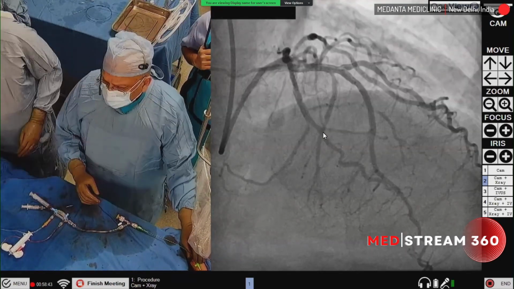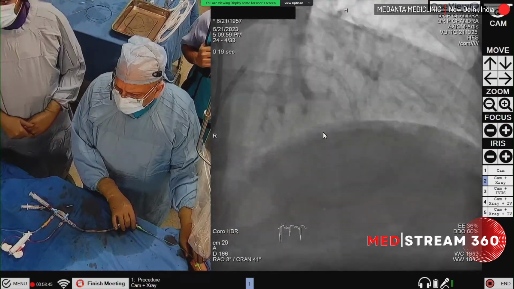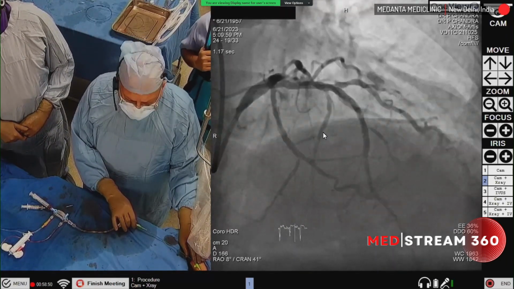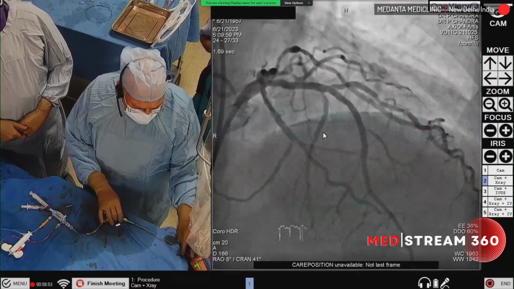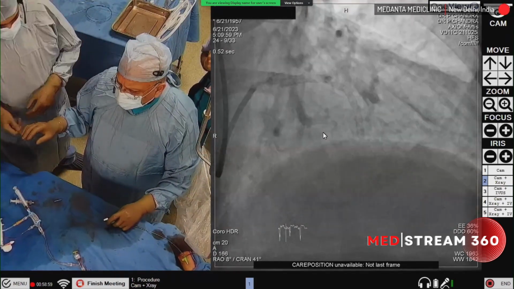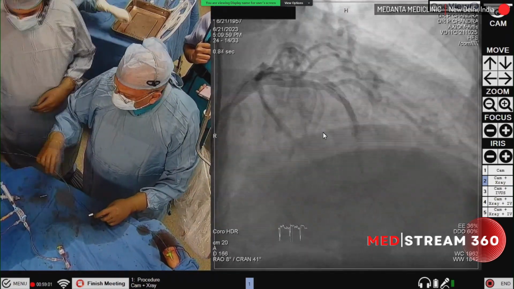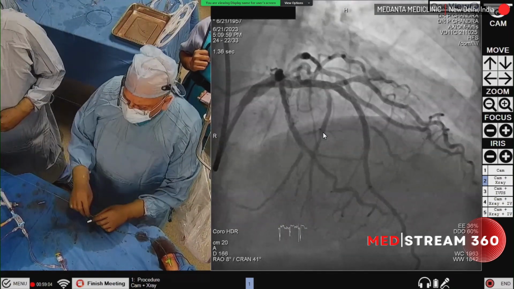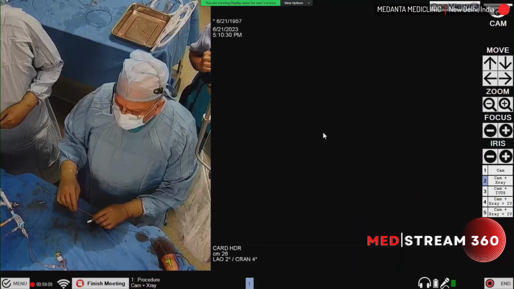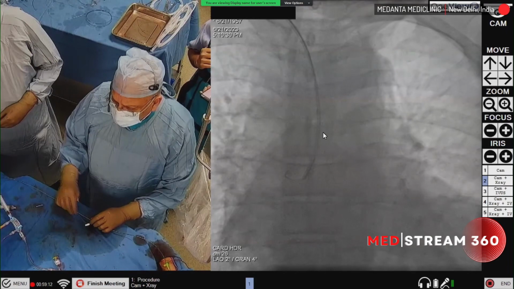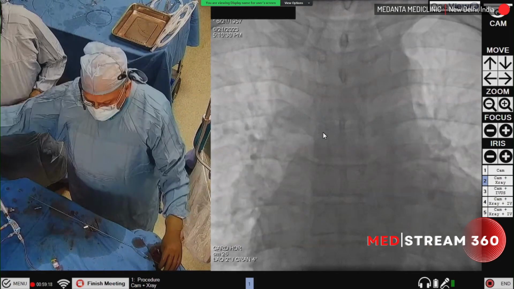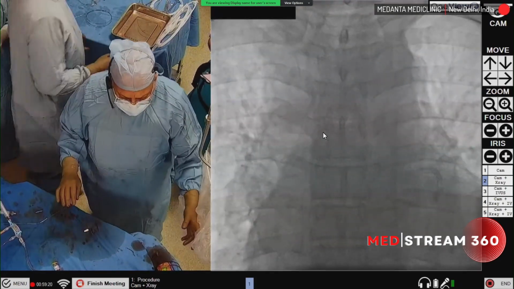Okay. So everything looks good. And you can see that the circumflex is looking very good now. There is a minor dissection which will heal up on its own. Okay. So I will take everything out, and all the vessels are flowing nicely. There are no issues. No, so we didn't go up that high. So somebody asked this question whether the plaque may have shifted to the OM. Actually, we didn't go up that high, and we were only beyond the OM, so that part was okay.